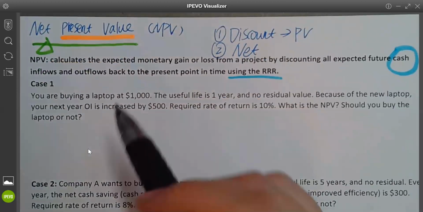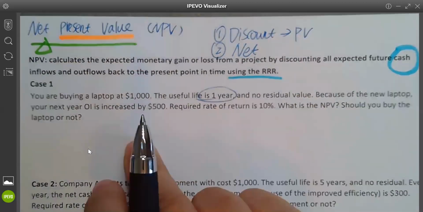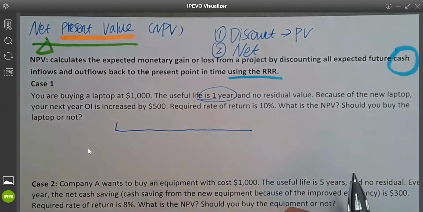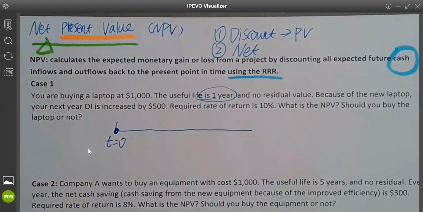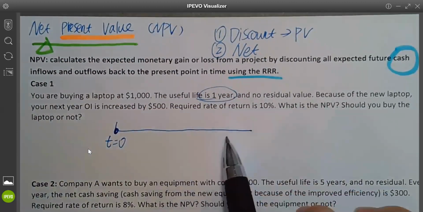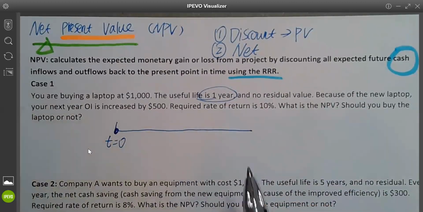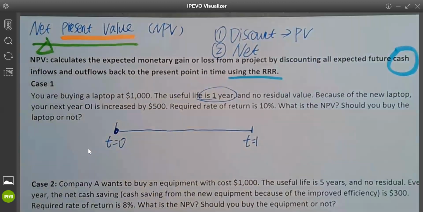You are buying a laptop at 1,000, so useful life is 1 year. The way I do it is I like to draw a timeline kind of like this, and your present time is always set as 0. If you have 1 year, 2 year, 3 year, you can put t equals 1, 2, 3, 4. But this is just 1 year, so I just put t equals 1 here, no residue.